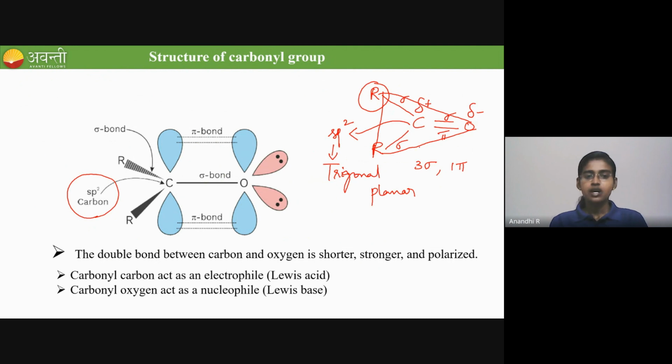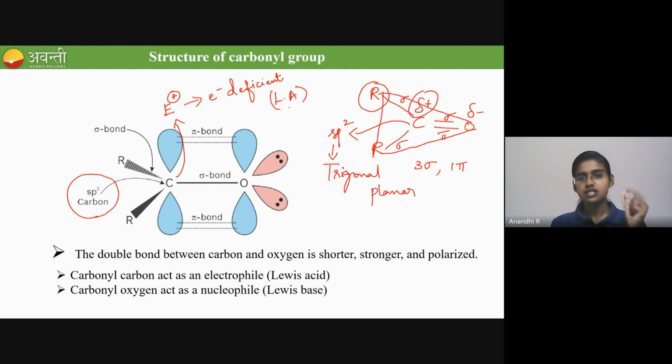So this carbon-oxygen bond is getting polarized to plus and minus. Clear? Carbon acts as an electrophile, which is otherwise called a Lewis acid, and the oxygen center acts as a nucleophile, called a Lewis base. Since this carbon gains the positive charge, this carbon is electrophilic in nature. So what are electrophiles? Electrophiles are electron deficient systems, and they act as Lewis acids. Electron deficient systems are called acids, right? So here this carbon center is acting as a Lewis acid.